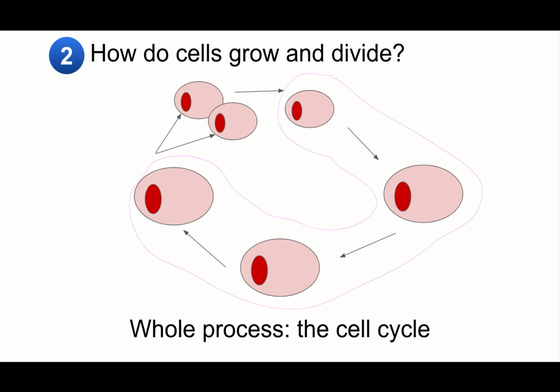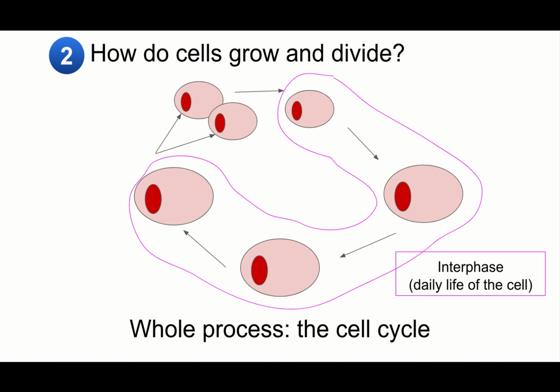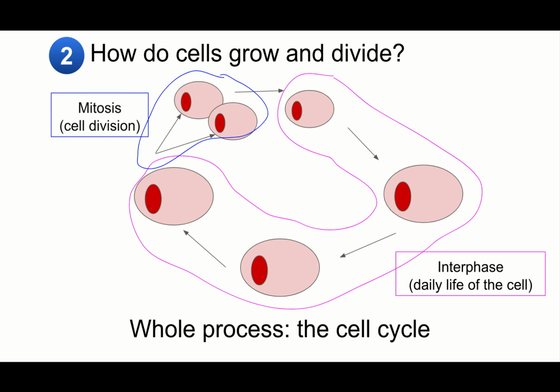So the rough parts of the cell cycle are this chunk, which looks like it's about 3/4 of the cell cycle. This is called interphase, and this is the growth, the replication. This is the daily life of the cell. And then we have this smaller part, which is actual cell division. This is called mitosis, or cell division.